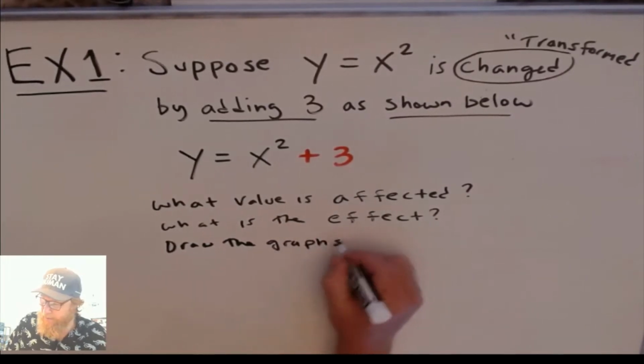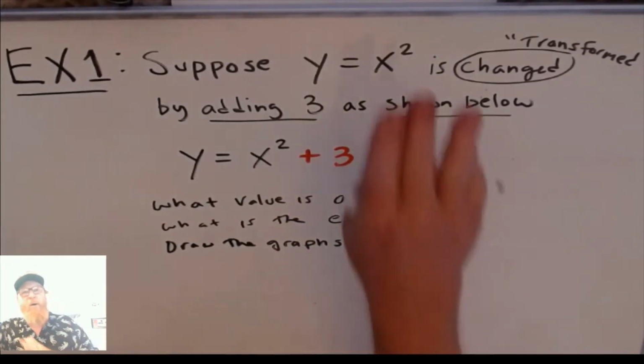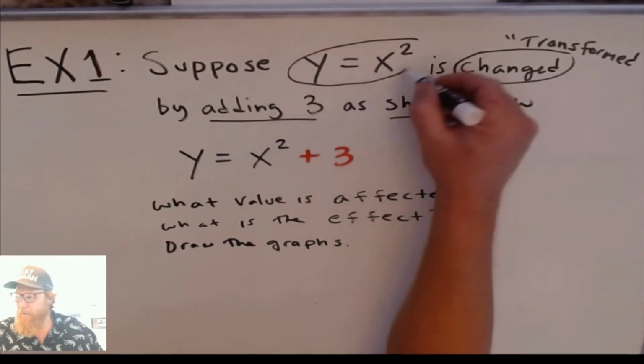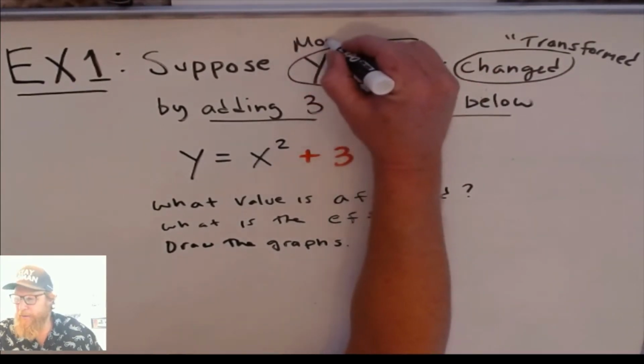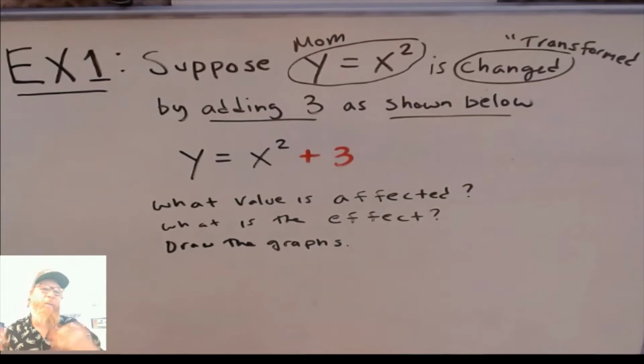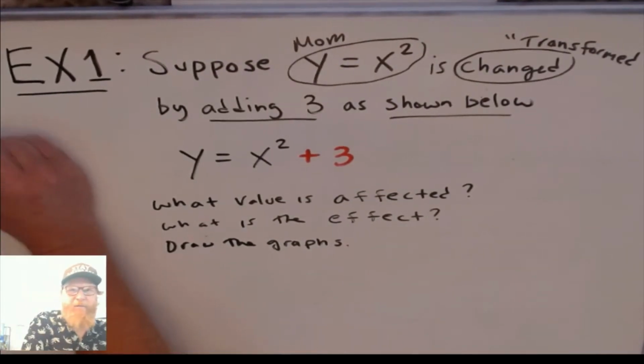We're actually going to draw 2 graphs. One of the original, which we often call the mother function, or some people call it the parent function. So we're going to go ahead and get started with that. So hopefully you've looked at the catalog of functions so that you have a good idea of what you're starting with, because we always start with the mother function.